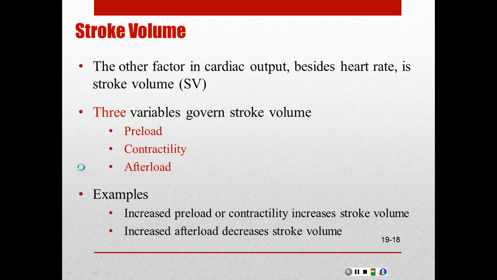Now, stroke volume, which we talked about earlier, is governed by three principles: preload, contractility, and afterload. Increases in the first two increase the stroke volume. So increases in preload and contractility will increase our stroke volume, whereas increases in afterload will reduce our stroke volume.